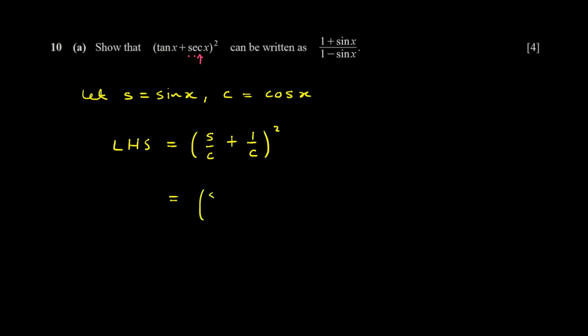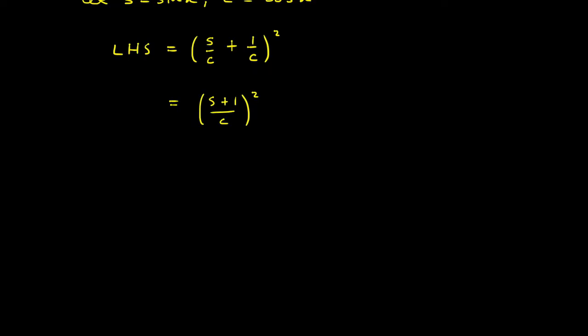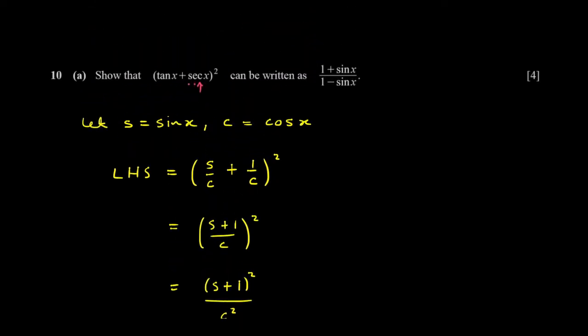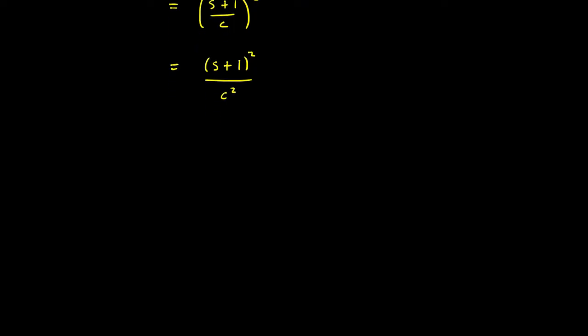I can write this as sine plus 1 over cos all squared, because the fractions have got the same denominator. And so then I can square this whole thing. So on the top, I'm going to get sine plus 1 all squared divided through by cos squared. And remember that what I'm aiming for is an expression just with sines in it. So I don't want a cos. So what I can do is replace that cos squared with 1 minus sine squared. Right? So on the top, I get sine plus 1 all squared. On the bottom, 1 minus sine squared.